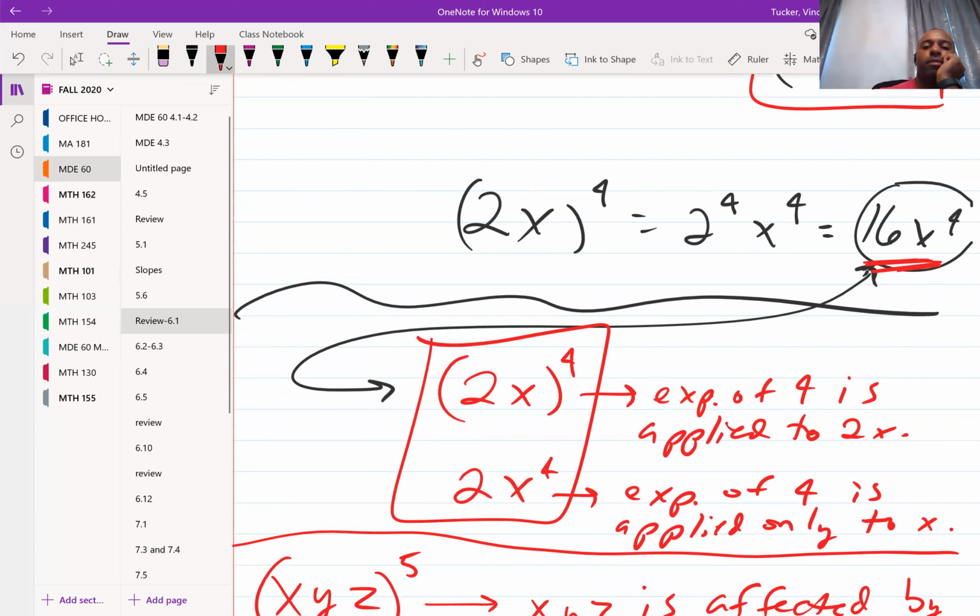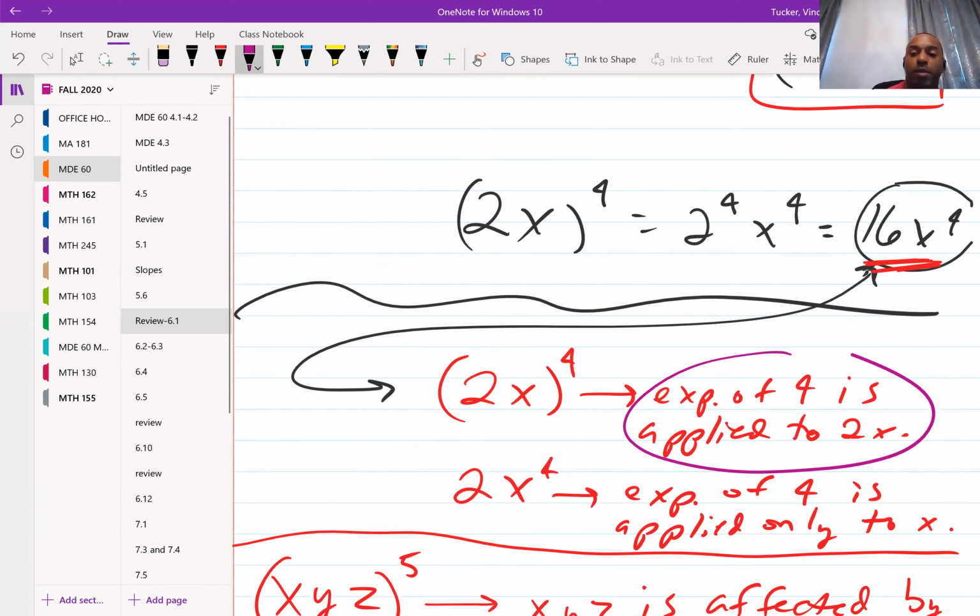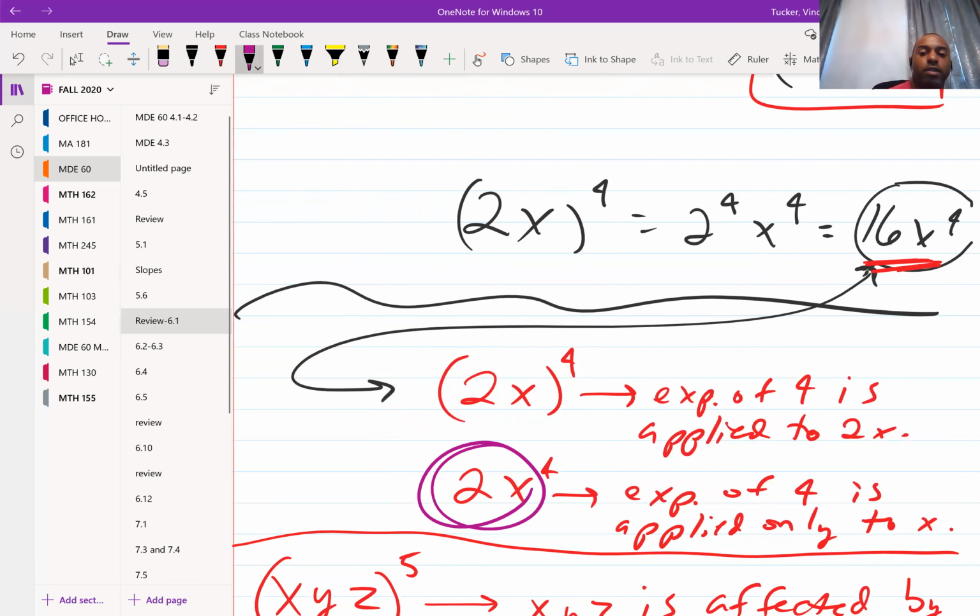Here, I was emphasizing parentheses versus not having parentheses and what that means for your exponents. If I have (2x) with parentheses to the 4th power, that means the exponent of 4 is being applied to the 2 and the x. If I do not use parentheses, like right here, the exponent of 4 is only applied to the x. That's why it's going to be real important, and you'll see why when we look at our exponent rules.